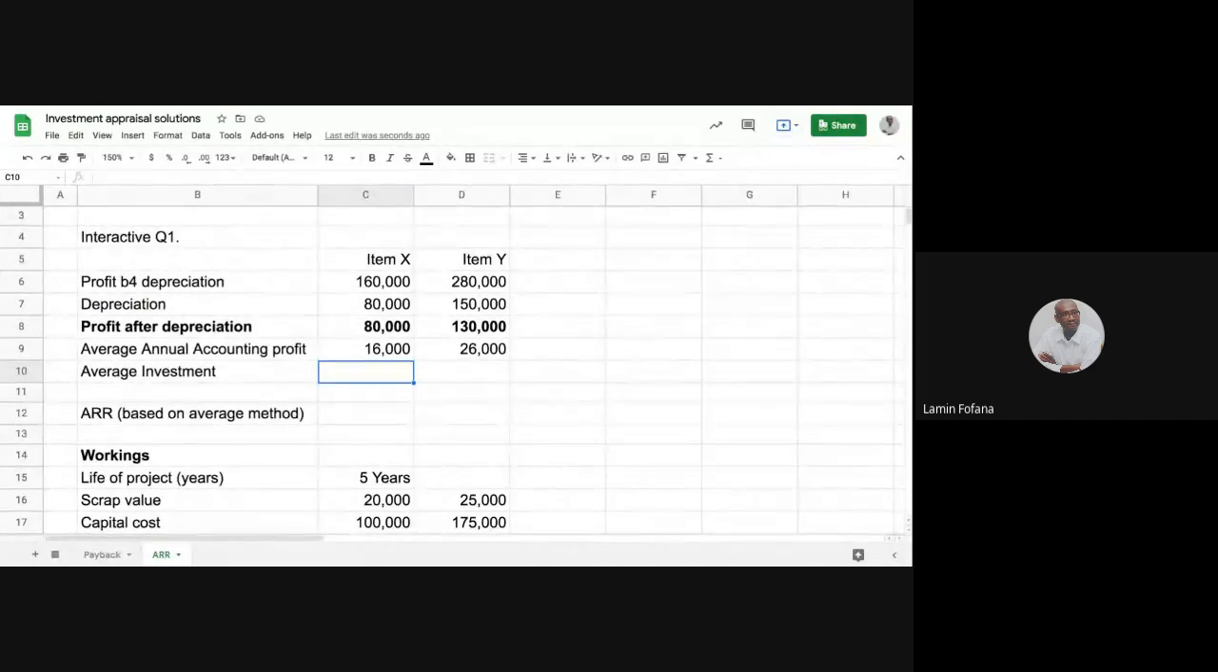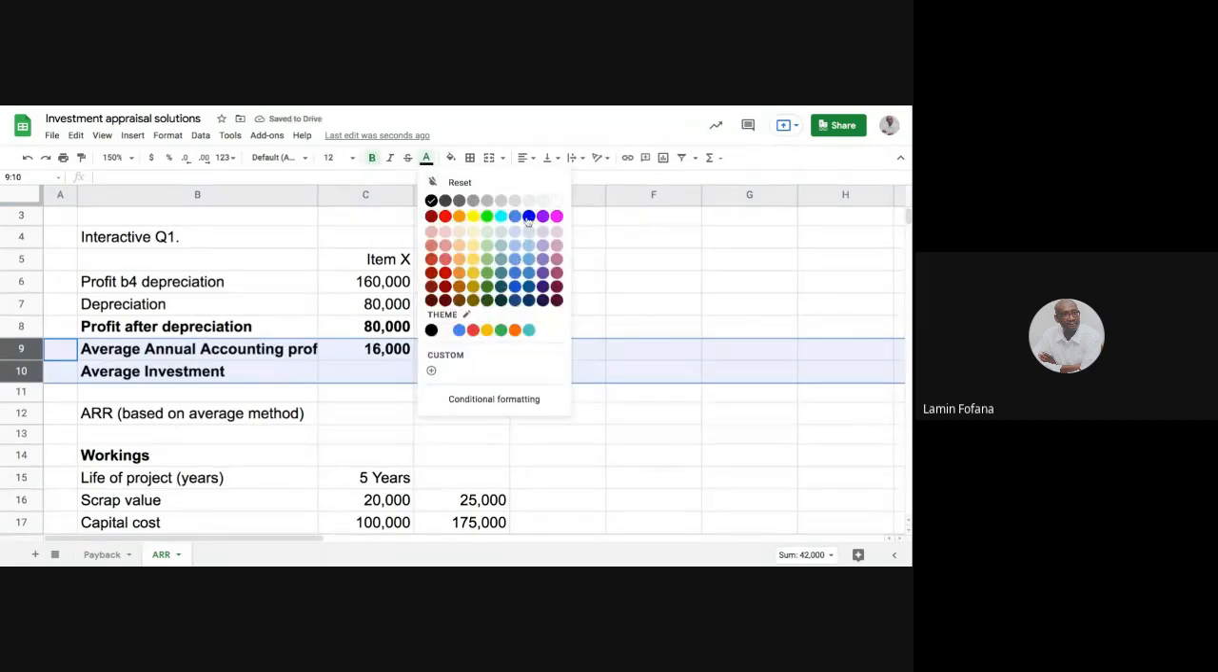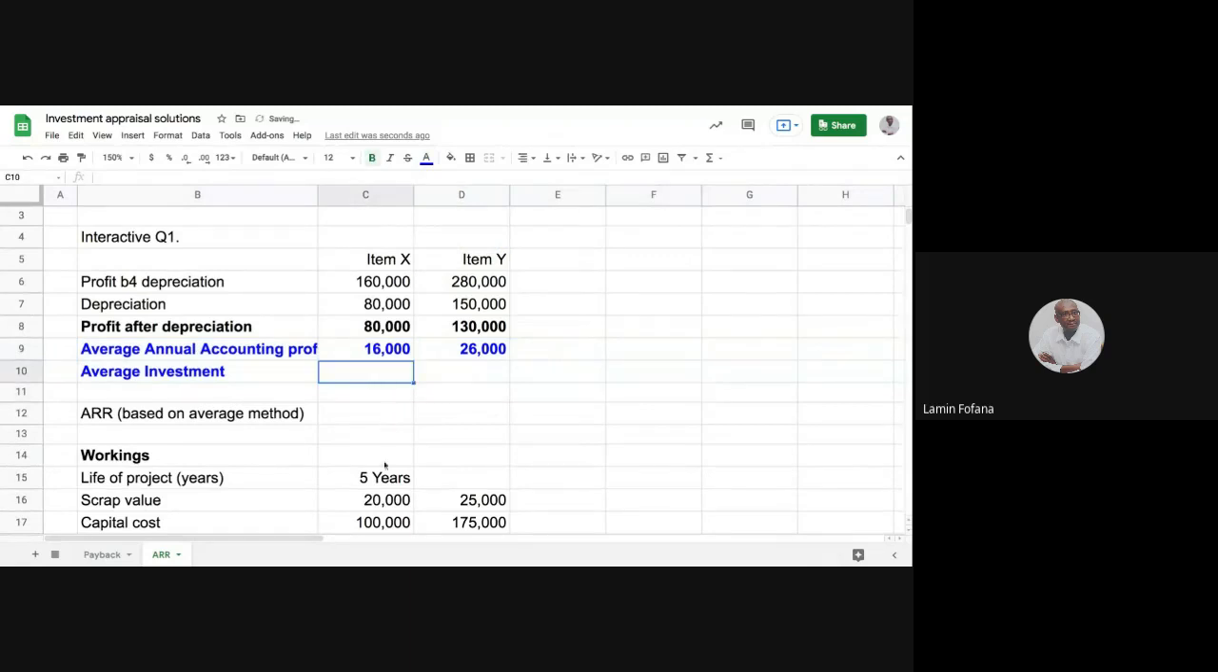Atta Njai, Atta, are you with us? I'm going to make these cells a different color because I'm going to use them. Okay, so the average investment, can someone try? Anyone? Karamo? Batu Drane. Yes. Okay, so you want to try.